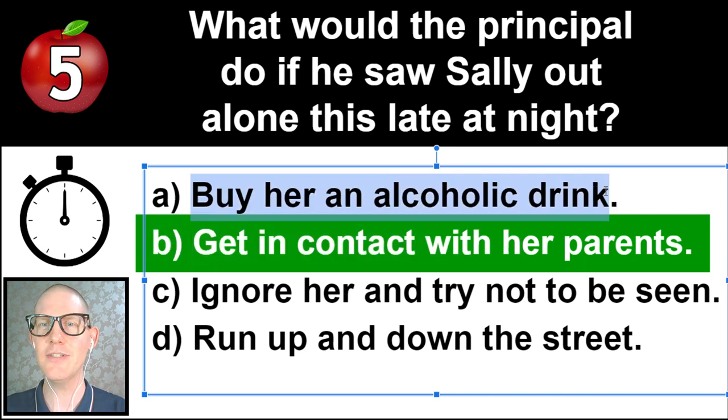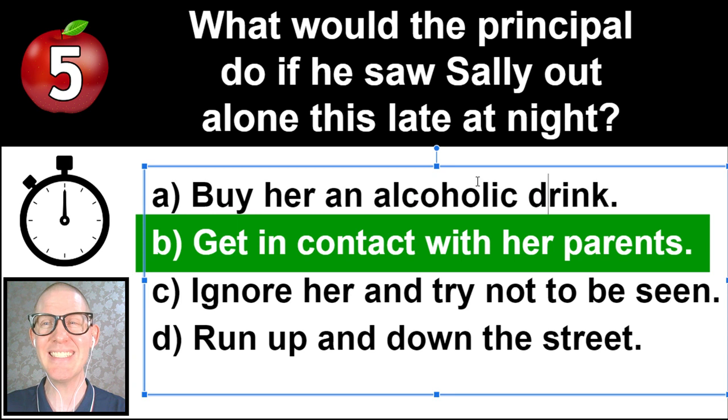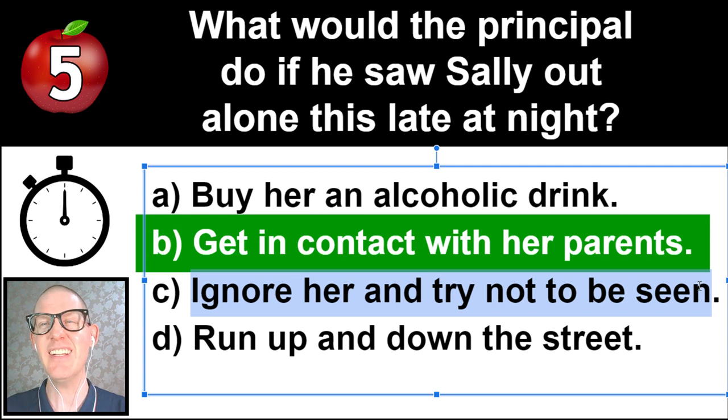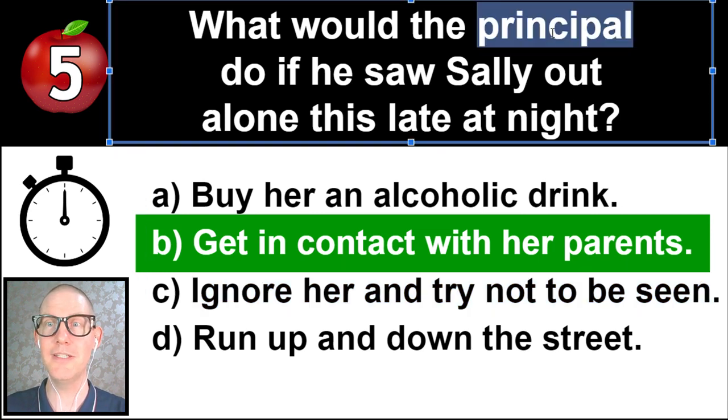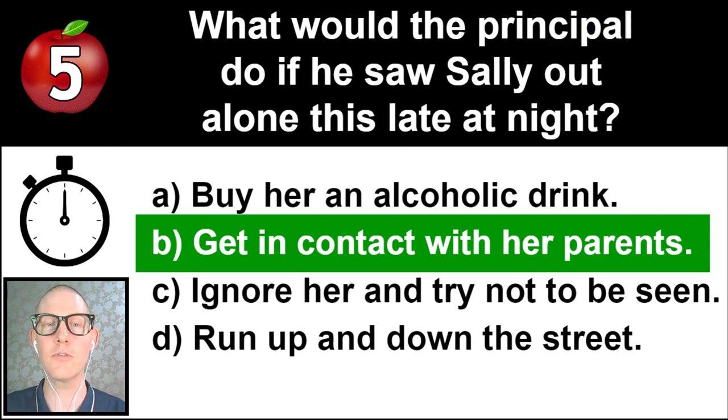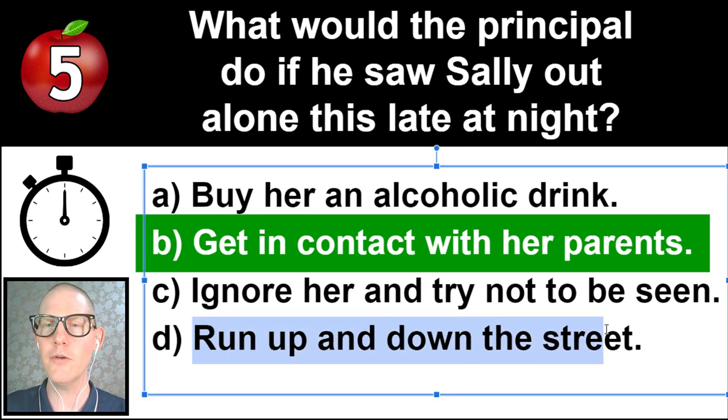Let's take a look at the wrong answers. Buy her an alcoholic drink? I suppose it's possible with some strange people, but the girl is 13 and this is not the right situation for an alcoholic drink. All right? Ignore her and try not to be seen. Well, I kind of like this answer because maybe the principal is crazy or he's doing something he doesn't want the students or teachers to know about. And he might be like, you didn't see me. But if he's a responsible person and principal, he probably wants to make sure that the student gets home safely.